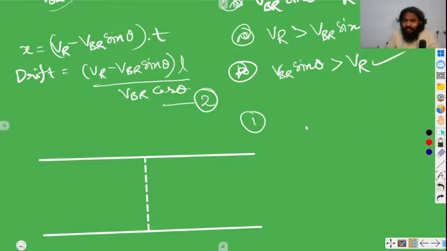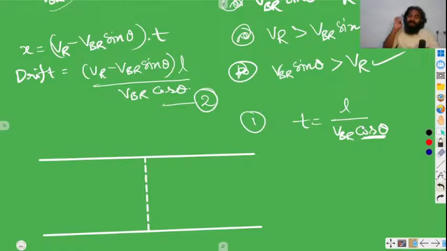What is the time formula actually? Time is equal to L by VBR cos theta. This is the formula for time taken to cross the river. If you want to cross the river in the shortest amount of time, then this cos theta value should be maximum.